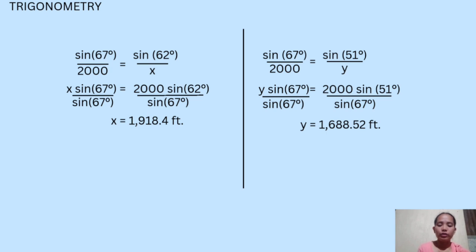Let's try to look at the y side. Basically, we just copy the left side, sine 67 degrees over 2000 equals sine 51 degrees over y. The corresponding side of y in the graph is 51 degrees. Also, we cross multiply this one too. Cross out sine 67 degrees over sine 67 degrees, since our goal is to look only for the y side. 2000 sine 51 degrees over sine 67 degrees is equal to 1688.52 feet.